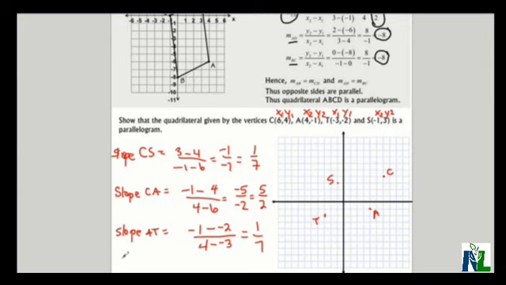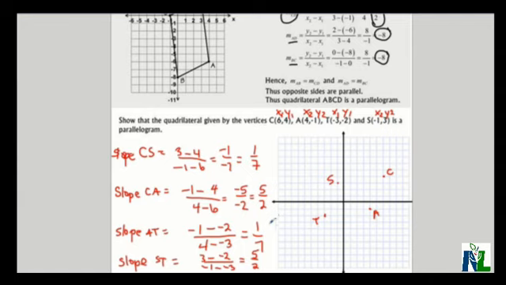And then we'll do finally the slope of ST. And we have x2, y2 for S, and x1, y1 for T. And so that will give us 3 subtract -2 over -1 subtract -3, which gives us 5 over 2.